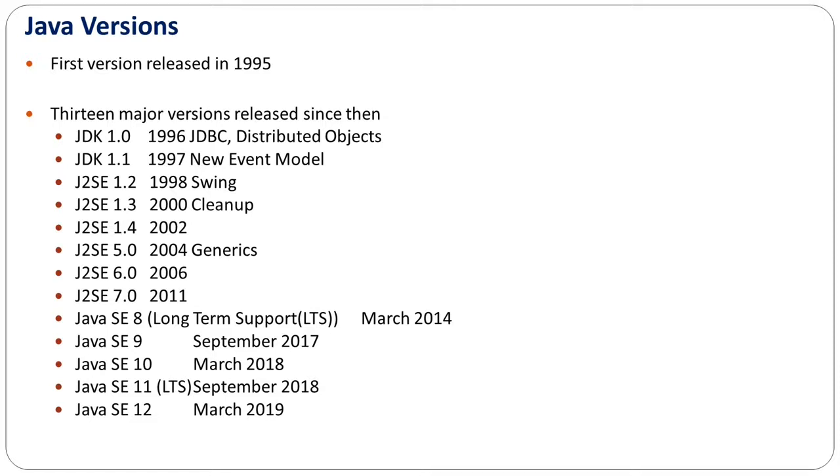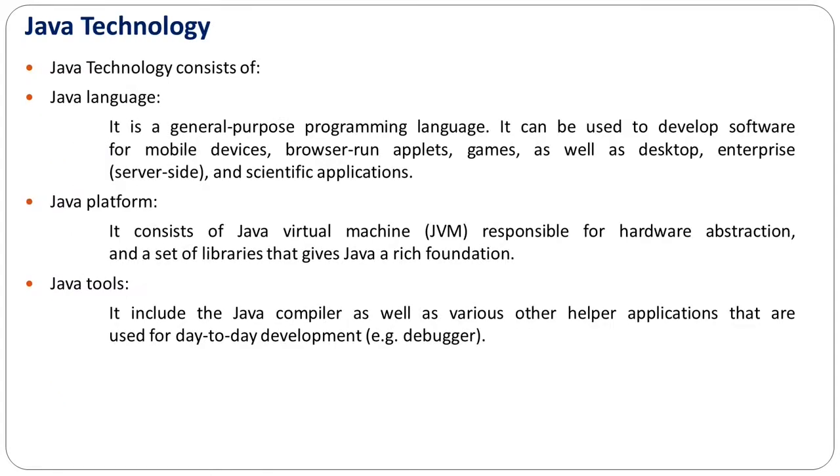Java technology consists of three main portions. First, the Java language, which is used for developing desktop applications, web based applications, electronic device applications, and Android based applications. Second, the Java platform, which includes the Java virtual machine responsible for hardware abstraction. And third, the development tools, which are used for debugging and compiling. So these are the three major pillars of Java.